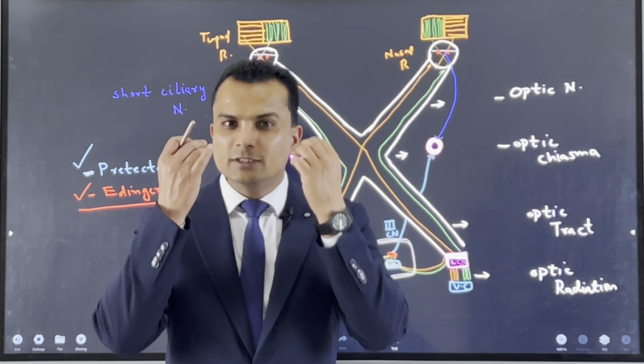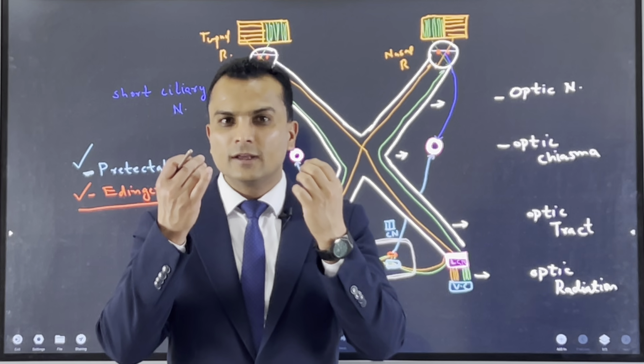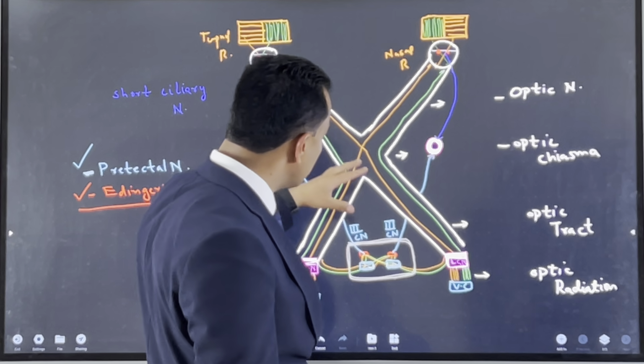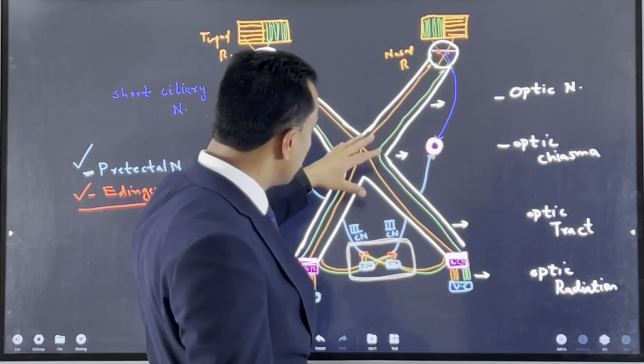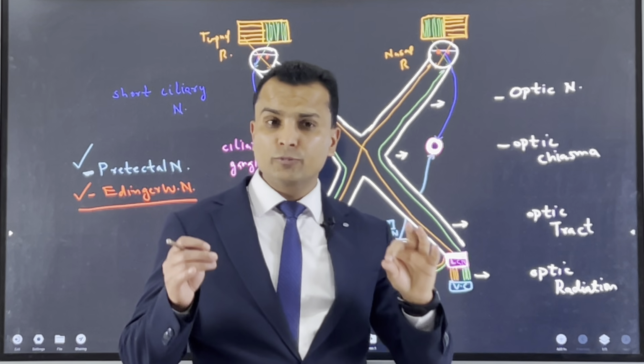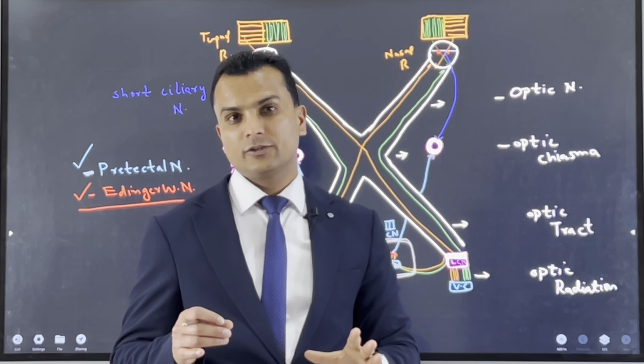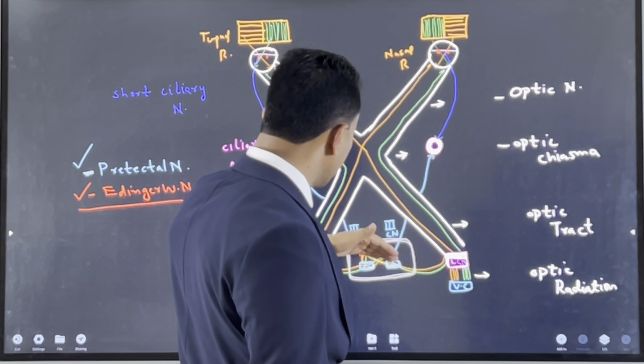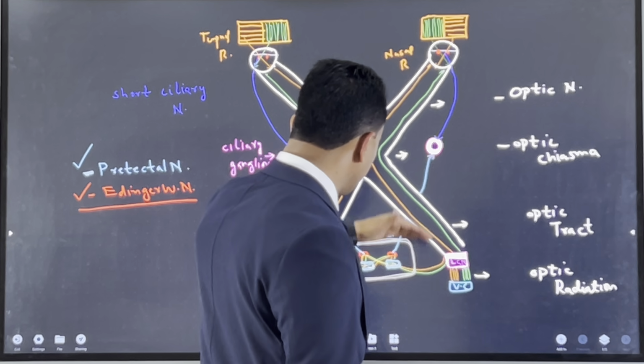You will see that immediately there will be constriction of the pupil, but this happens through this entire tract. So this is also called the pupillary reflex pathway. So this is afferent and also efferent. This is ascending and then descending.